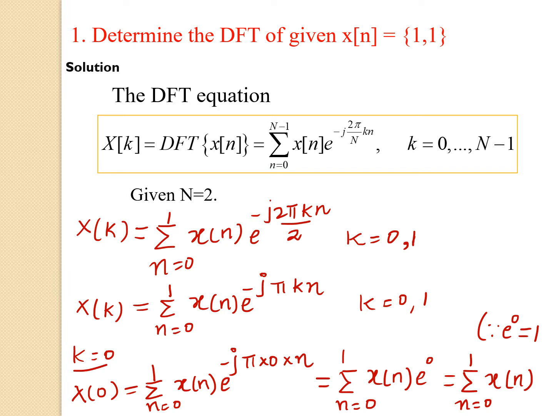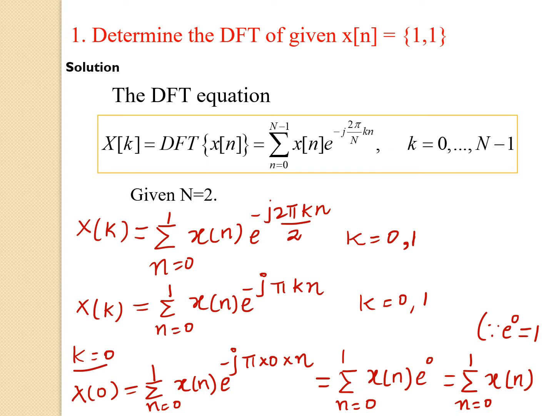So X of k can be simplified and written as X of k is equal to summation over n is equal to 0 to 1 x of n into e power minus j pi into k into n, where this 2 and this 2 gets cancelled. So we get the simplified expression for k ranging from 0 and 1. So we are going to find X of k for the two values, 0 and 1. First we have to find X of 0 for k is equal to 0.